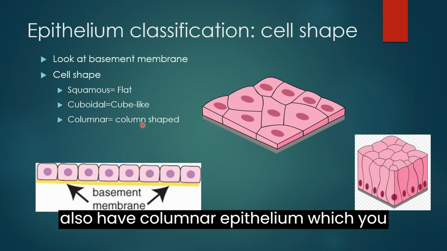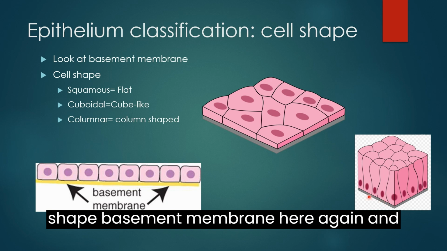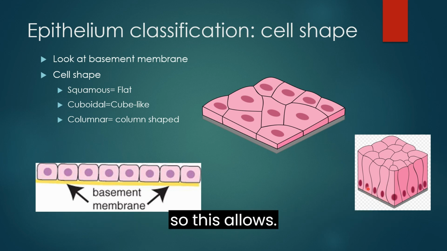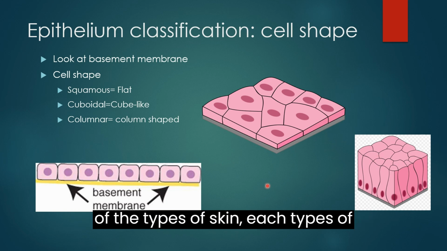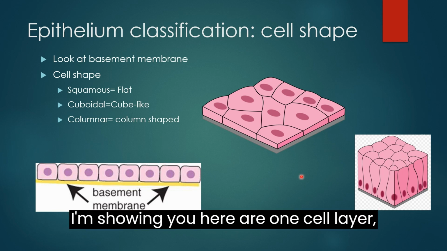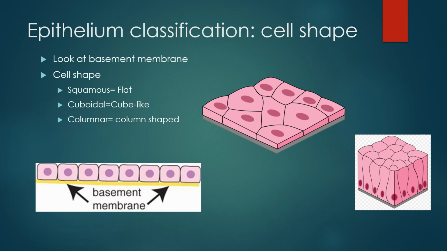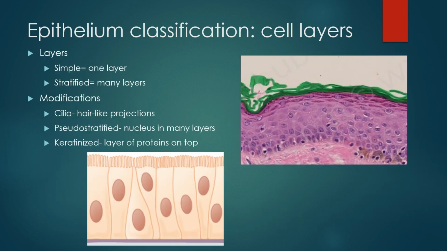And then you also have columnar epithelium, which you can see here have a nice long column shape. Basement membrane here again. And so this allows different things to occur in each one of the types of epithelium. And all these that I'm showing you here are one cell layer, so they're usually referred to as simple. But I'll show you a little bit more.